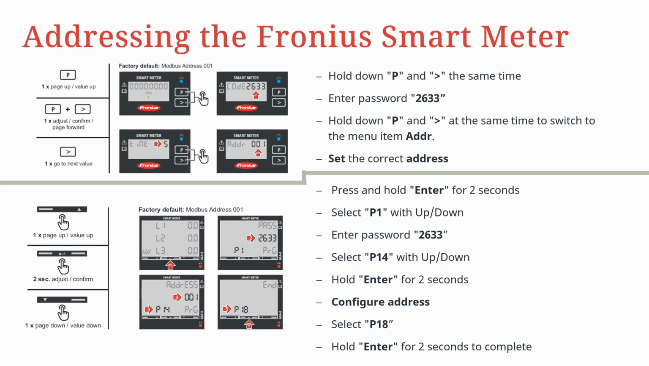At the 5 kA smart meter you have to press and hold enter for 2 seconds, and then select the menu P1, which is normally automatically selected, and enter the password 2633. Then hold again enter for 2 seconds for confirmation, and then you have to select the menu P14 with the up buttons. Once you have selected it, you hold again enter for 2 seconds, and now you are in the menu where you can configure your Modbus address.